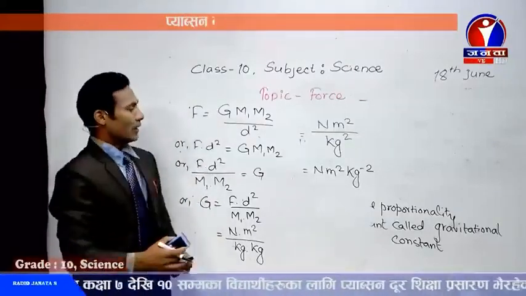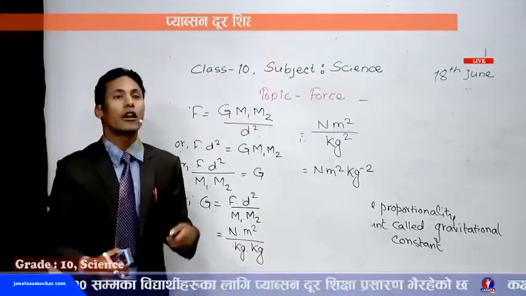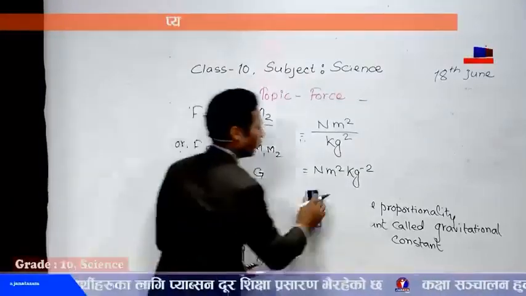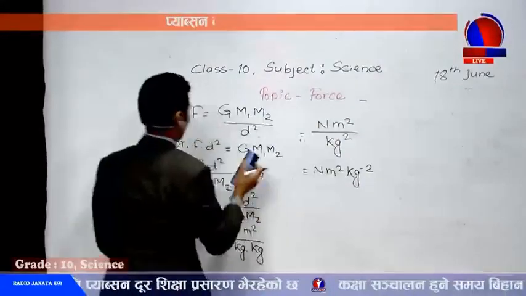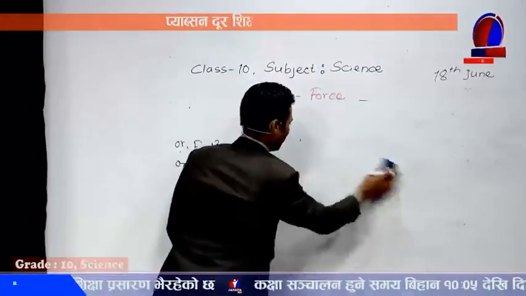Okay, and what about the value? This is the constant value I have said. So the value of this G, let me rub this.